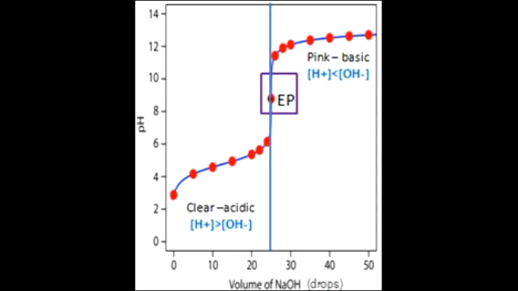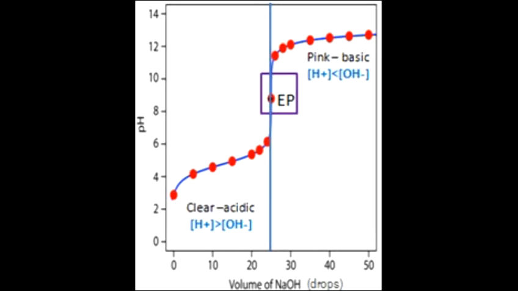If we were to plot the pH of our solution versus the number of drops of sodium hydroxide added, we would get what is called a titration curve. Notice in the lower left-hand corner of the titration curve, our pH is about 2.8. That is the pH of the acetic acid. Notice as we add sodium hydroxide, the pH slowly increases until we reach about 25 drops.